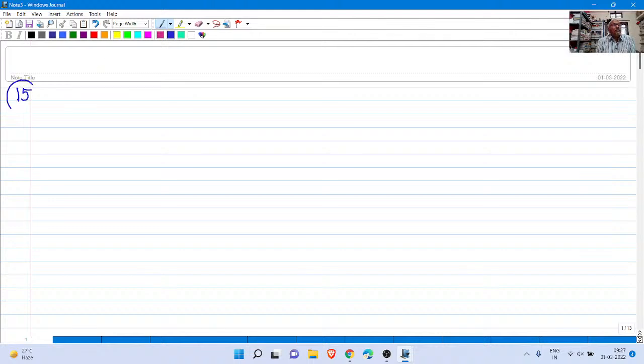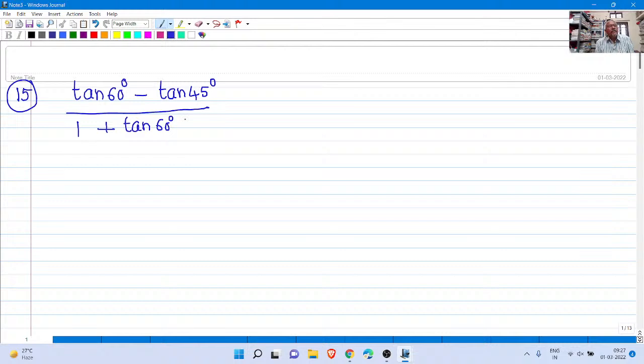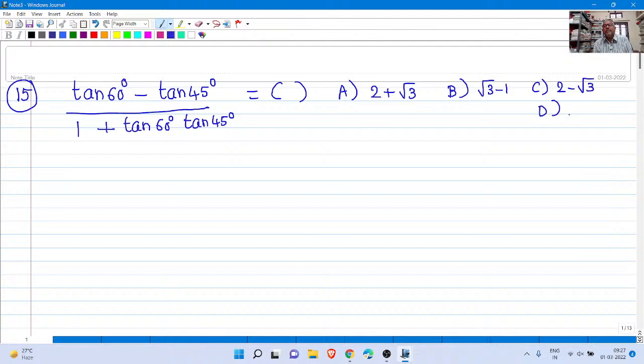Fifteenth question. Let us move to the 15th question. Tan 60 degrees minus tan 45 degrees upon 1 plus tan 60 degrees and tan 45 degrees equals to: A 2 plus root 3, B root 3 minus 1, C 2 minus root 3, D is root 3 minus 2.